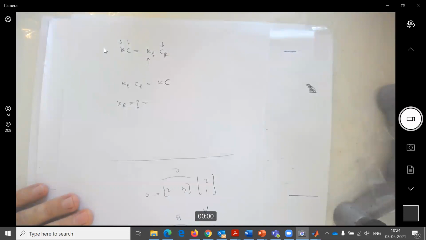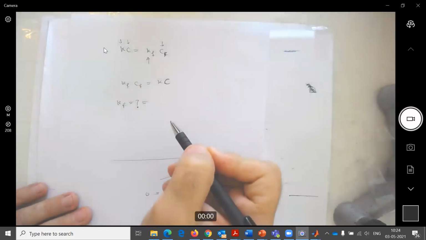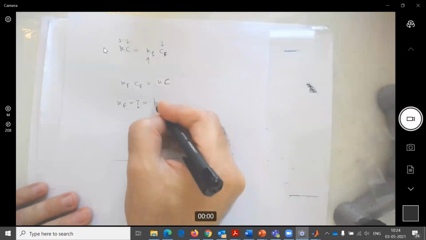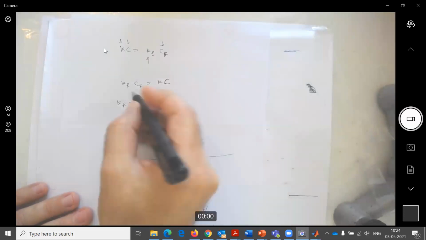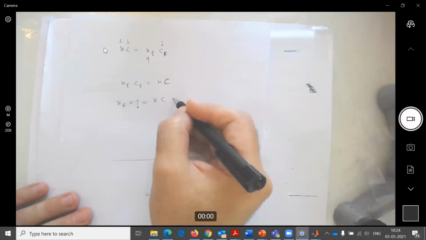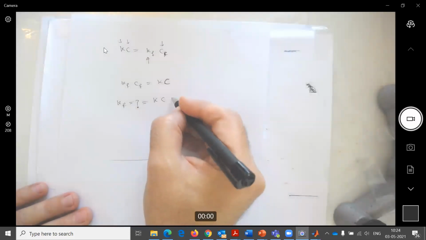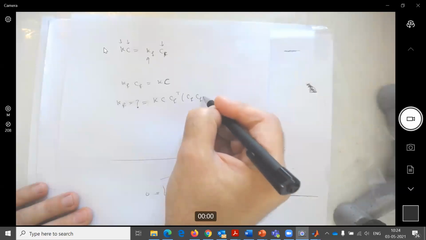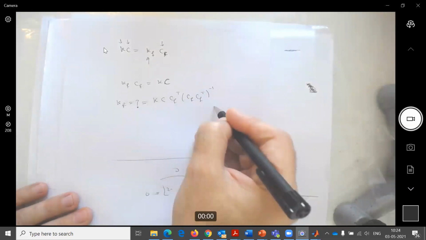So again, we should use the pseudo inverse, but from the right. Exactly, from right. That's actually the point that you should notice. It is the pseudo inverse from right. So it would be KC multiplied by the pseudo inverse of CF, but the pseudo inverse of CF from right, it is CF transpose times CF CF transpose inverse.